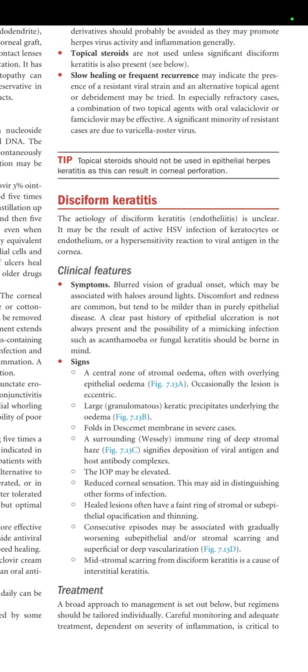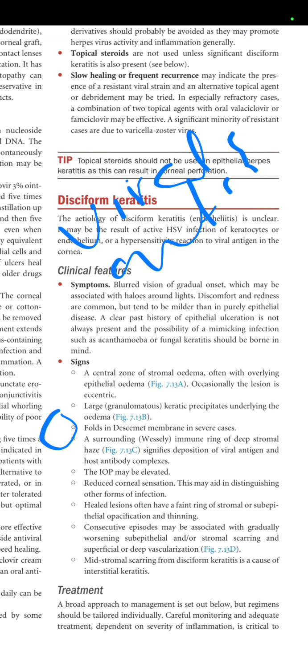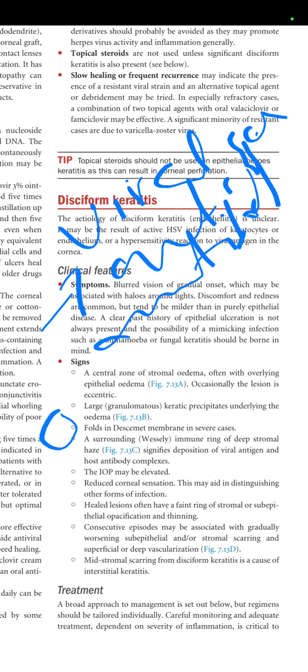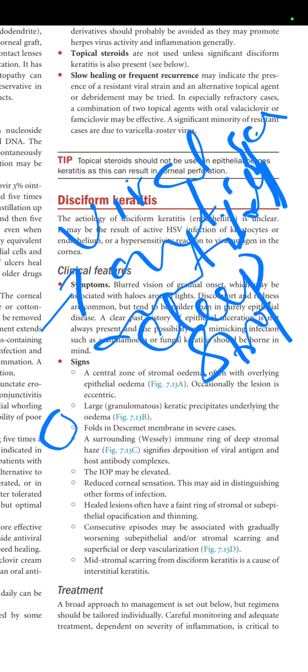Now, folds in Descemet membrane in severe cases, a surrounding Wessely immune ring. So what is a Wessely ring? Wessely ring is very important. A surrounding Wessely immune ring of deep stromal haze signifies deposition of viral antigen and host antibody complexes. Basically it is a viral antigen and the antibodies we produce in the host. So these are the complexes of that, and that is associated with the deep stromal haze, and it is in the form of a ring shape.